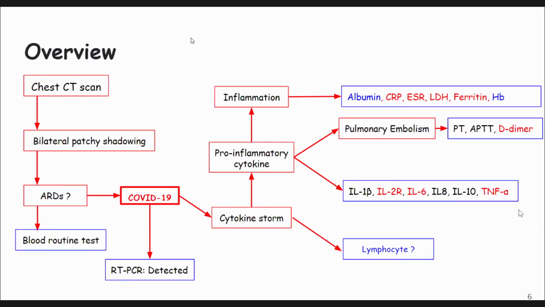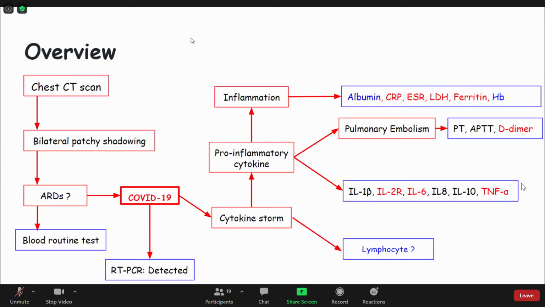I will add it in the cytokine storm, because autoimmune is the antibody against the cell antigen, so it may cause some inflammatory event in the body. Yes, this is just my thinking.